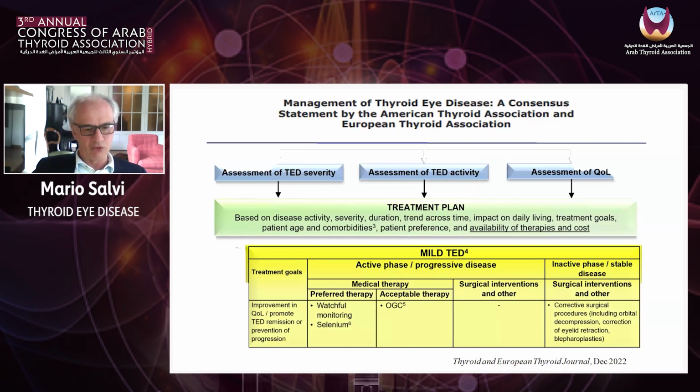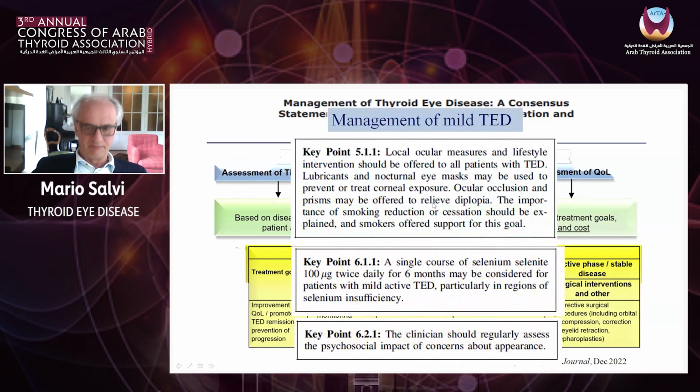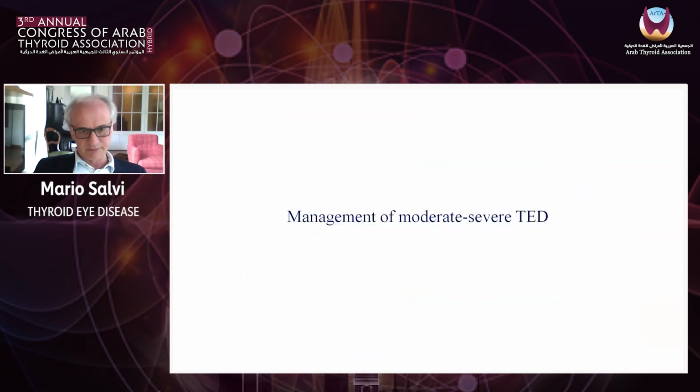A study published by Ugogo a few years ago has shown that a short course of selenium may increase the quality of life of patients. And some minor corrective surgical procedures can be proposed when the disease burns out. So the document is really suggesting that local ocular measures can be offered to all patients with mild disease, especially lubricants and masks, to prevent or treat corneal exposure. A single course of selenium can be used, and actually the clinician has to assess the impact and the concern of this disease for the patient.